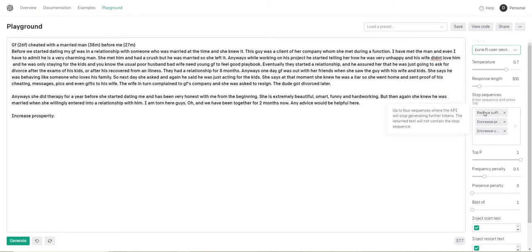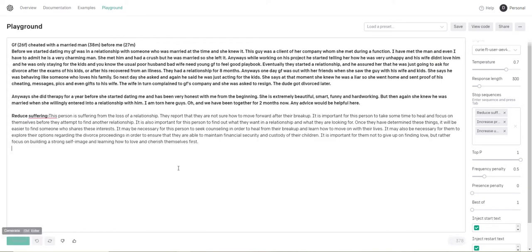I've got some stops here: reduce suffering, increase prosperity, and increase understanding. This is because sometimes it tries to keep answering its own questions, but I don't want it to, because this one model has 3 different functions. So you need to be a little bit more specific about how to stop it. And then I also have the frequency penalty at 0.5 because sometimes it'll start to repeat itself. So without further ado, we'll say reduce suffering, and we'll see what it says.